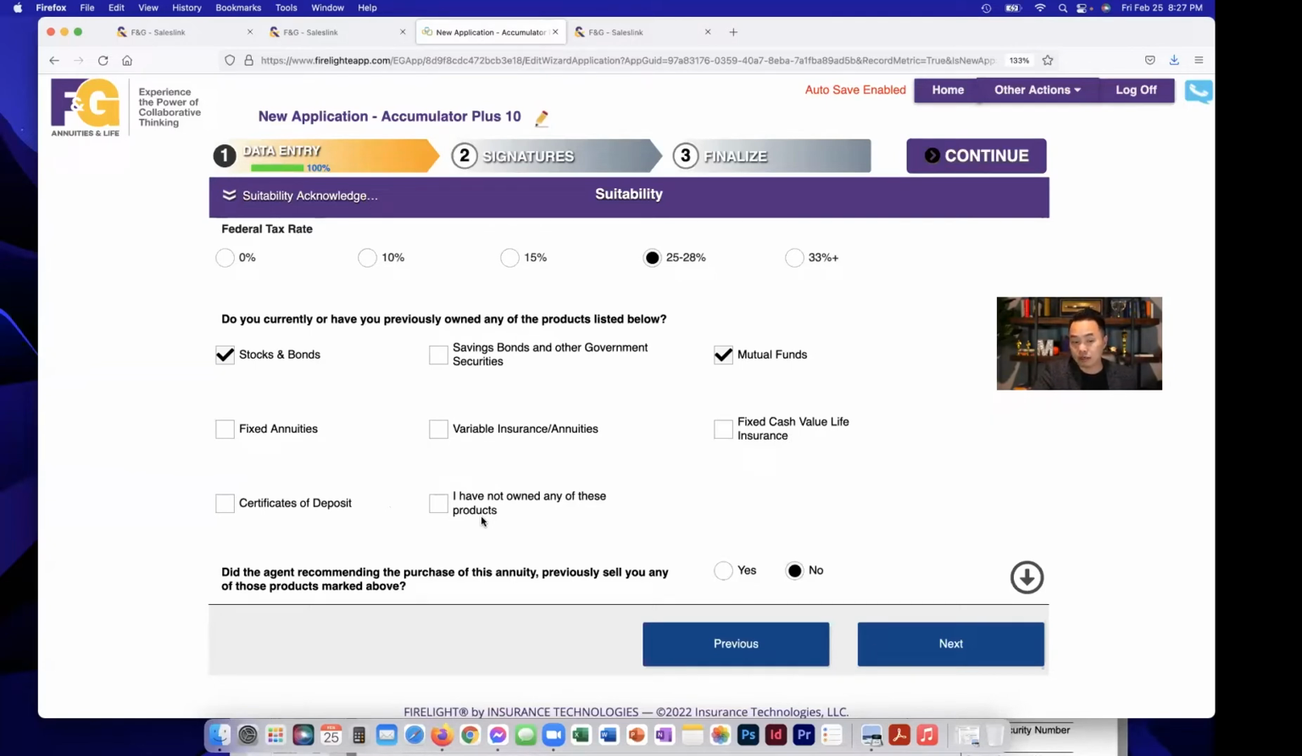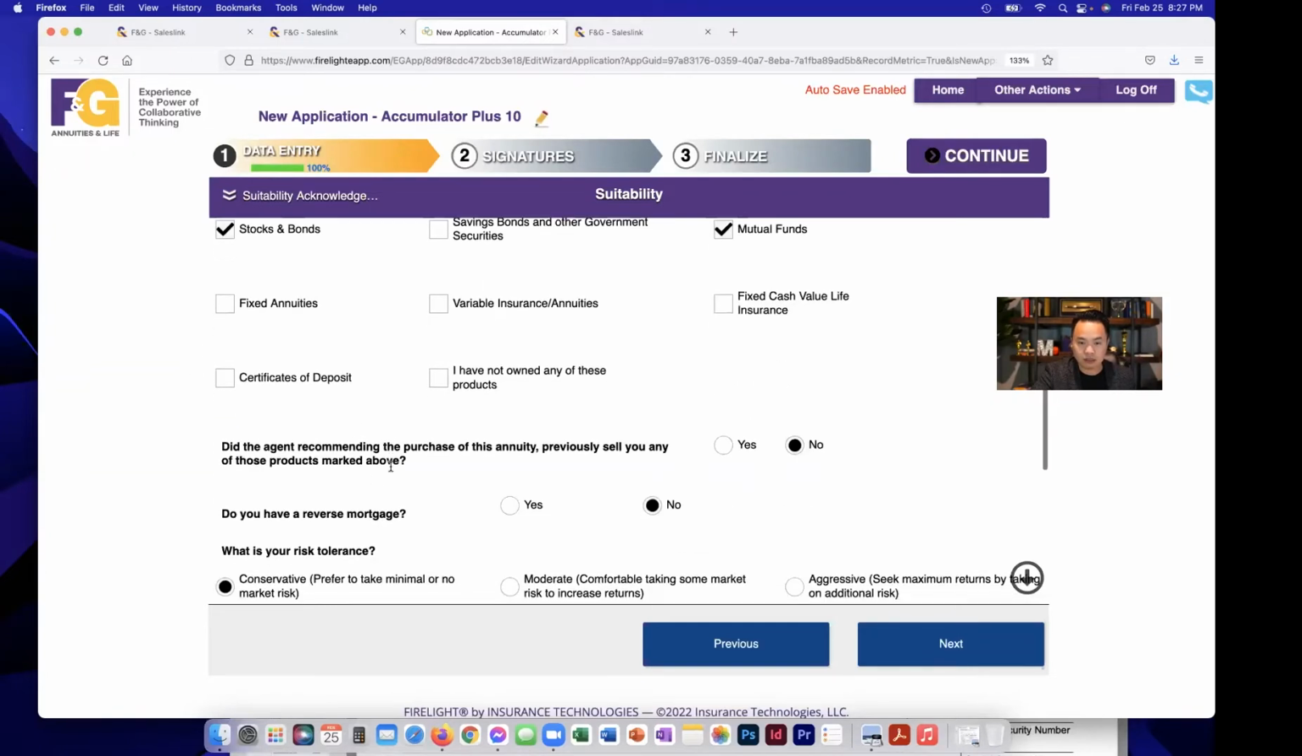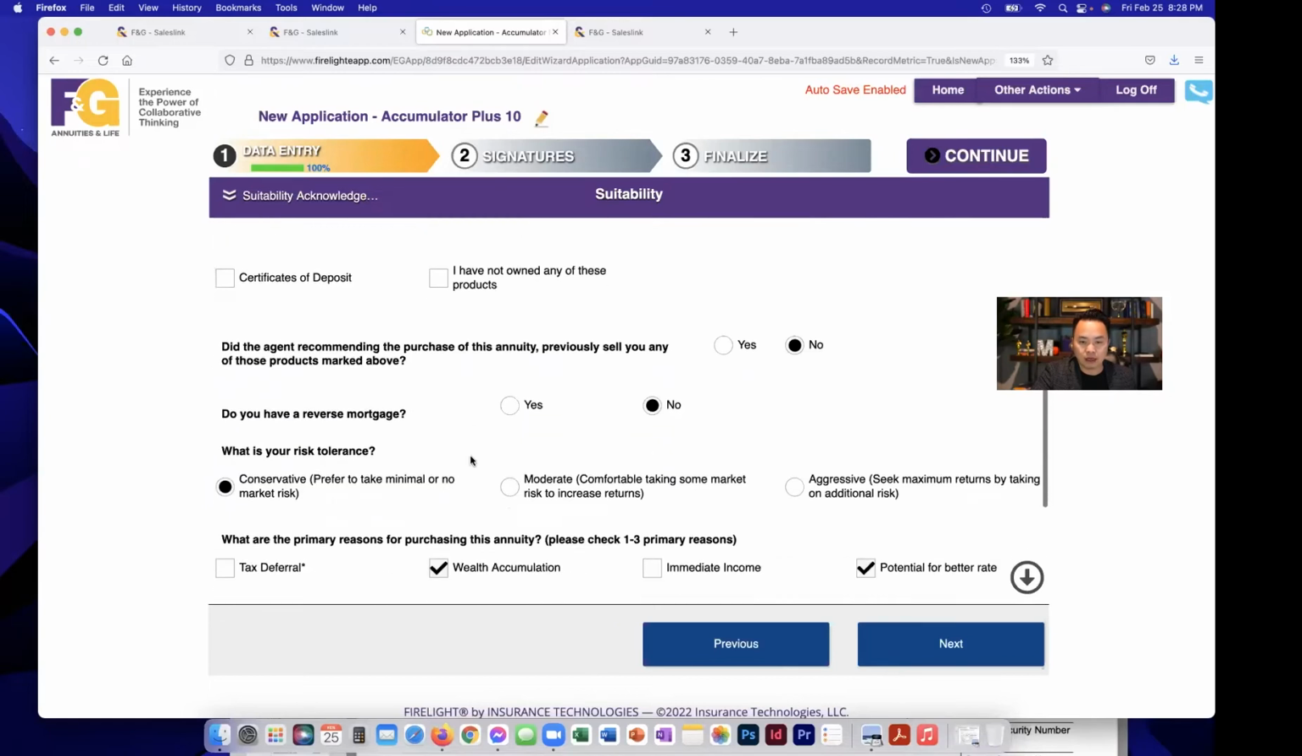Even if they don't, you want the policy to go, right? So you check some of these. Did the agent recommend the purchase? No. Or previously sell you any product marked above? Unless you did, but mostly no. Do you have a reverse mortgage? No. Risk tolerance: if you put aggressive, then it's not going to go.